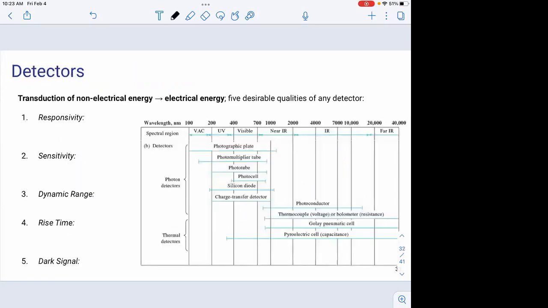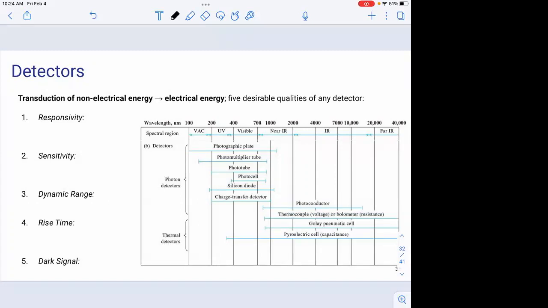Okay, detectors. We got to talk about detectors. There are a couple of, don't worry, this is the last category. There are a couple of characteristics of detectors that are useful. And so we are going to talk about those. But before we do, remember that a detector is a transducer. So the purpose of this detector is to transduce the non-electrical energy into electrical energy so that we can quantify it, use it in a way that is useful to us in the lab.